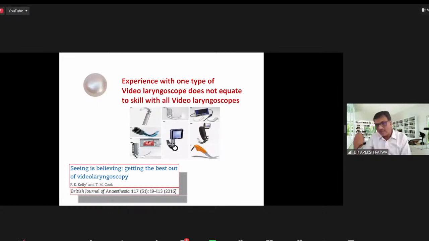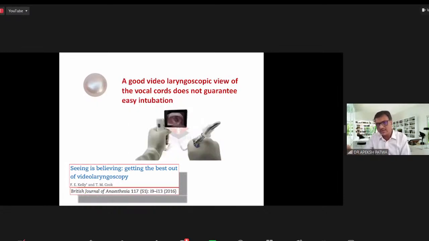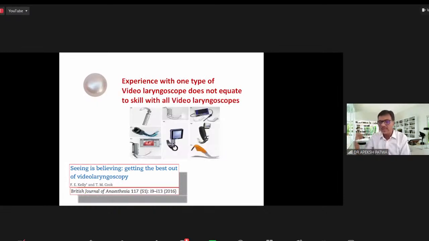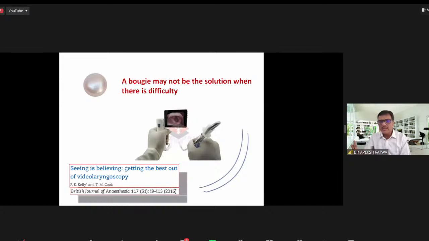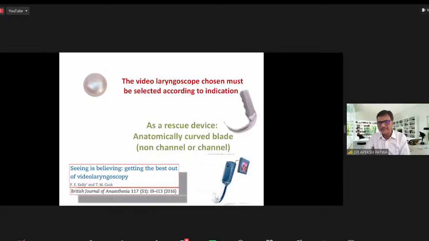You need to understand the curve of other video laryngoscopes, and you need to make the movement according to the curve of the video laryngoscope. A good video laryngoscopic view does not guarantee easy intubation. Bougie may not be the solution when there is a difficulty with video laryngoscopy. Video laryngoscopy must be selected according to indication.